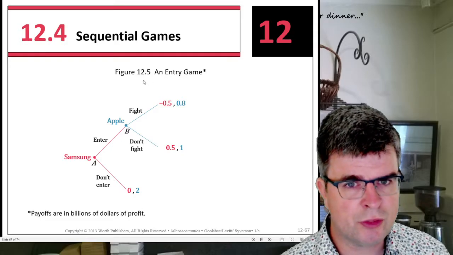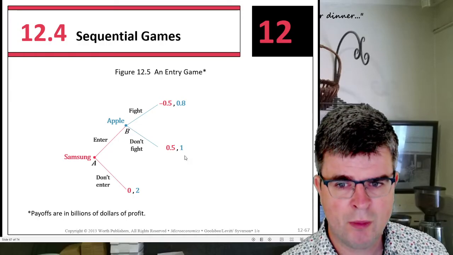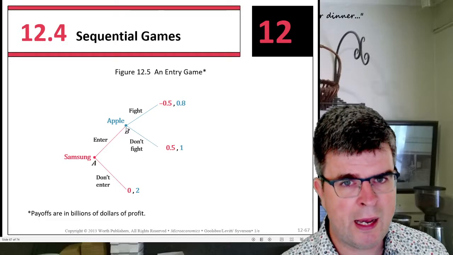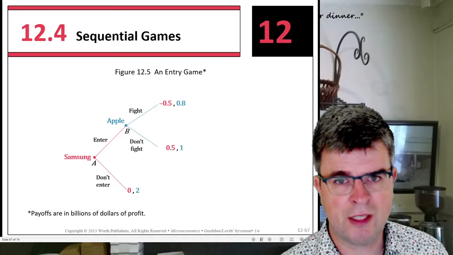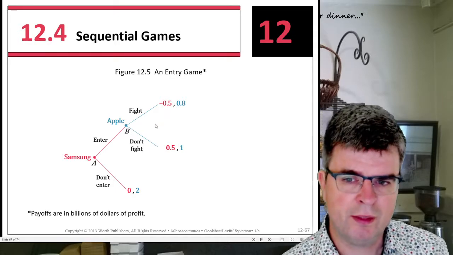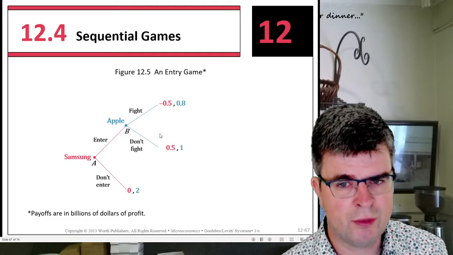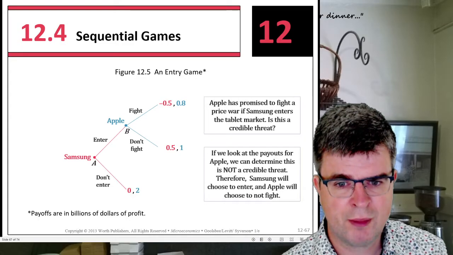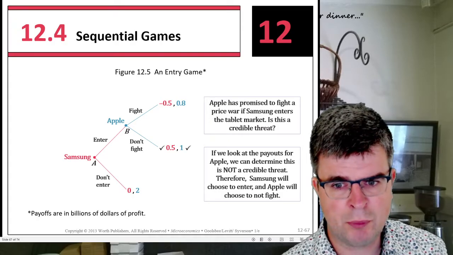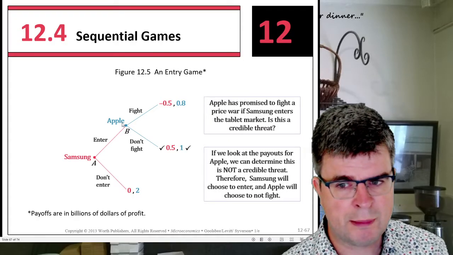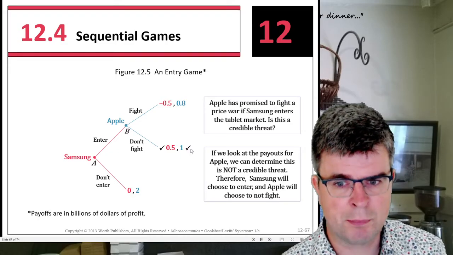So if we now look for the subgame perfect Nash equilibrium here, by applying backward deduction to each subgame, we observe that given Apple finds itself at node B and has to decide, observing that Samsung has entered, whether to start a price war, then it will come to the conclusion that it's not in its self-interest to start a price war. So the price war threat is not a credible threat, because once Samsung has entered, it's optimal for Apple to respond by not starting a price war.